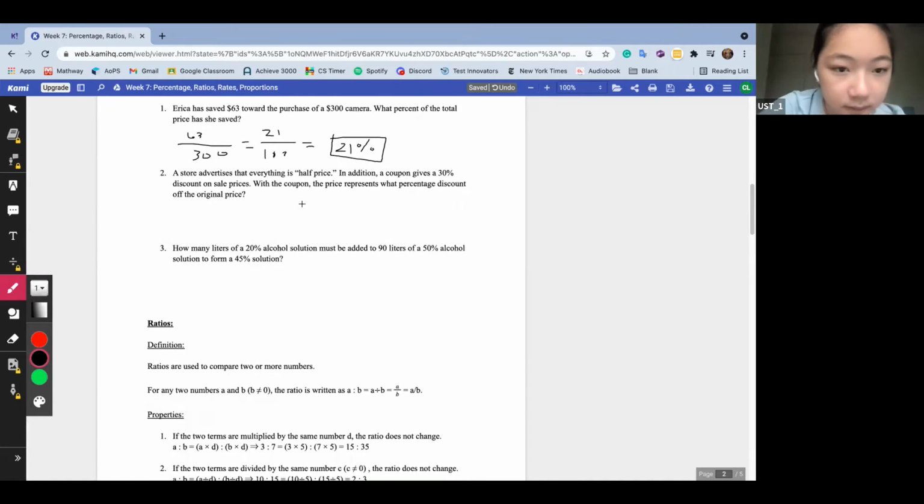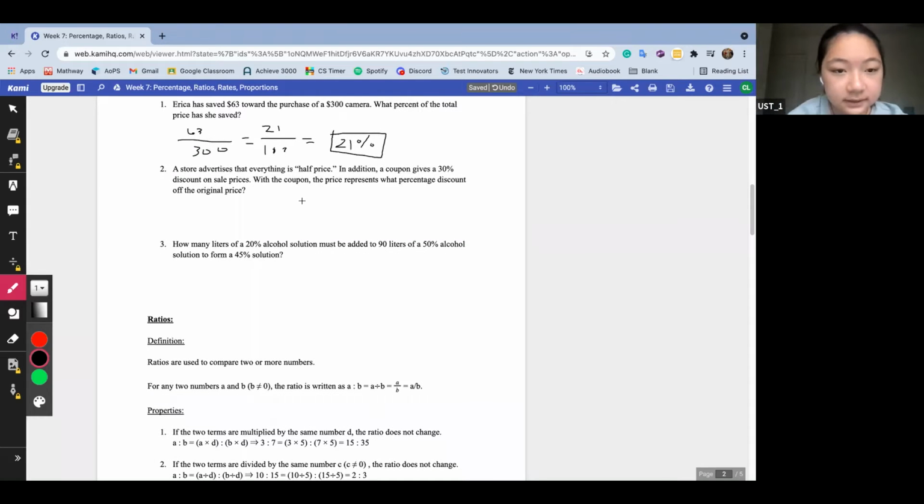Okay. A store advertises everything is half price. In addition, a coupon gives a 30% discount on sale prices. With a coupon, the price represents what percentage discount off the original price. So I'll give you a few minutes to try it.